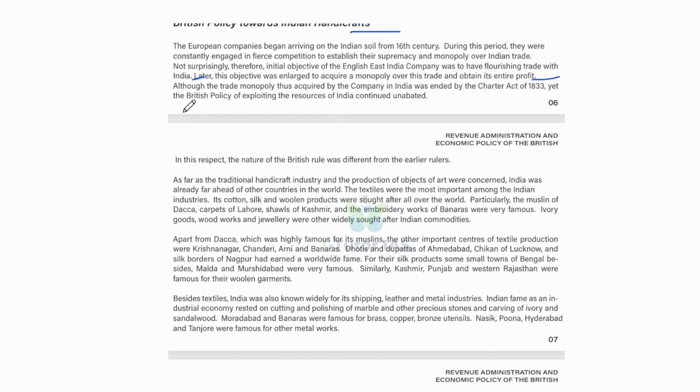And although the trade monopoly thus acquired by the company in India was ended by the Charter Act of 1833, the British policy of exploiting the resources of India continued unabated. And in this respect, the nature of British rule was different from the earlier rule.